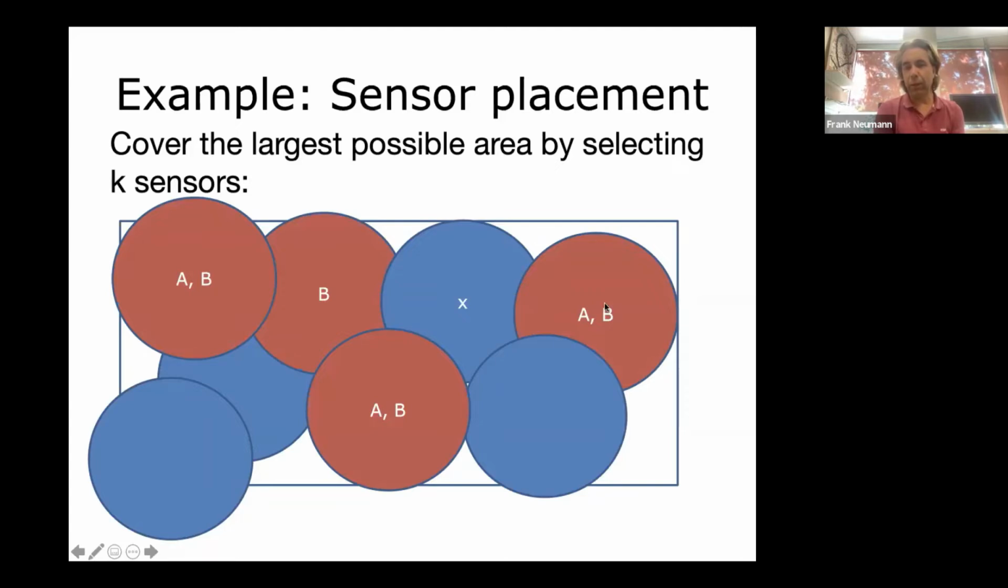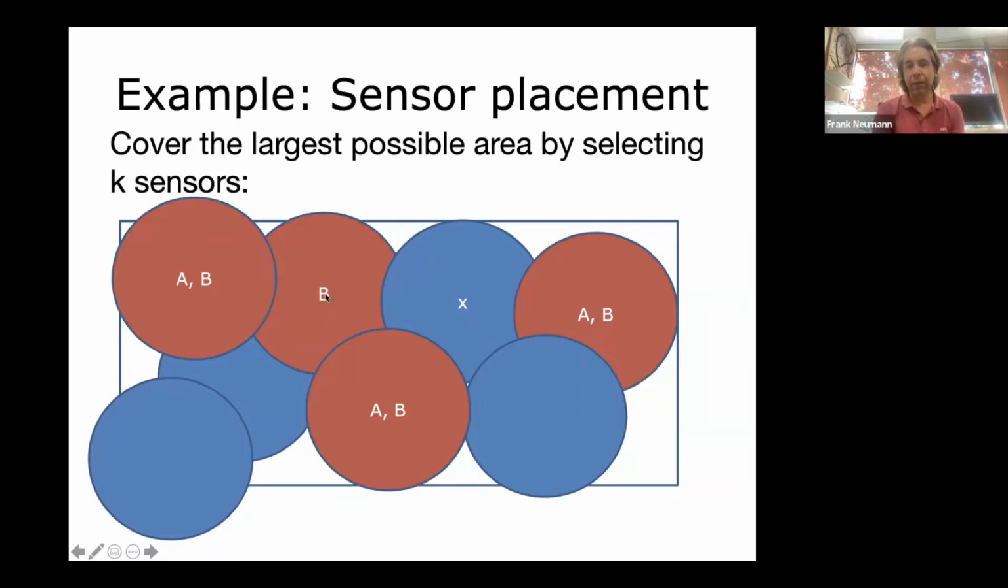Then the submodular property is saying, well, let's assume that our larger set is B, and this contains all these red sensors. And we have a subset A of B, consisting of all the red sensors except for the one where you only have a B. Now if you take the set B and add X, you can't cover more area than if you take the set A and add X to that.